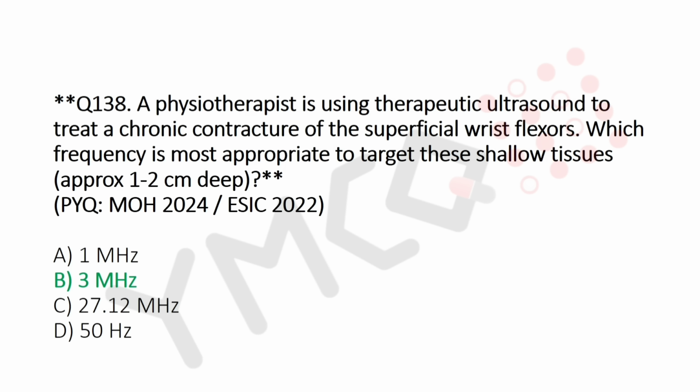The higher the frequency, the faster it gets absorbed. So 3 megahertz absorbs its energy quickly in superficial tissue like the wrist. 1 megahertz penetrates deeper, for areas like the low back and the deeper hip capsule. Okay. Now let's move to question number 139.